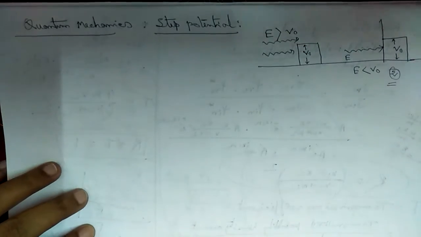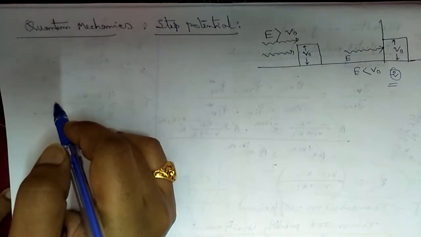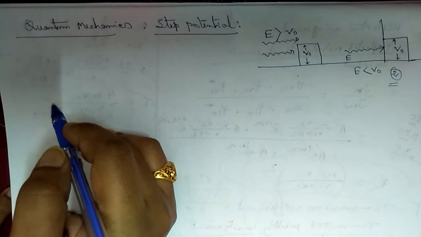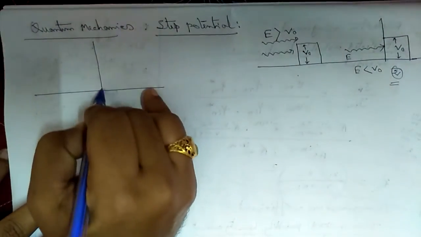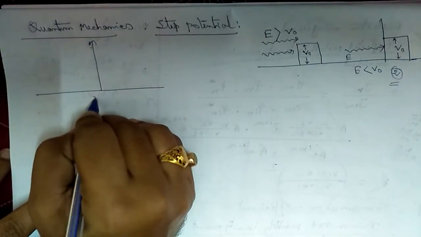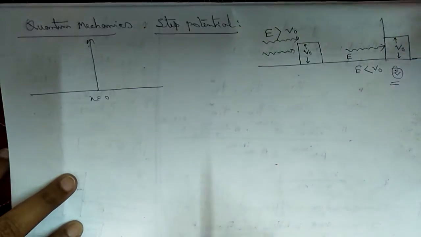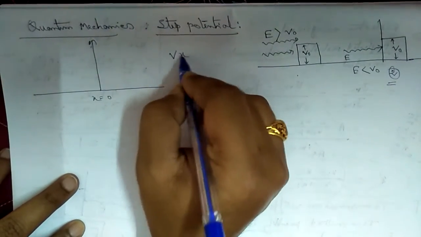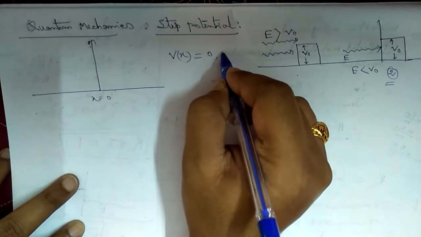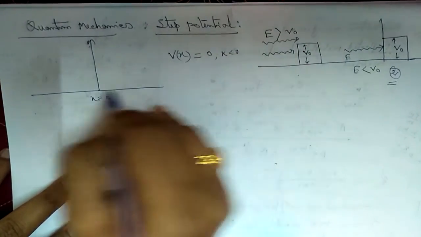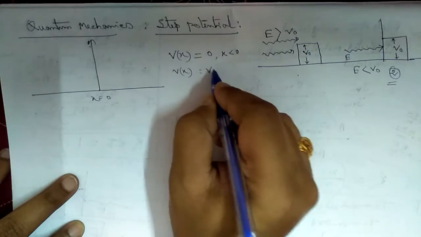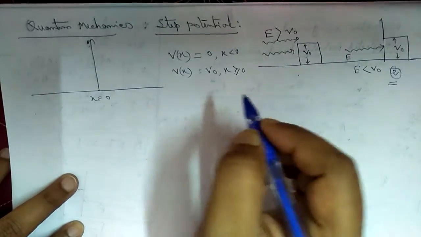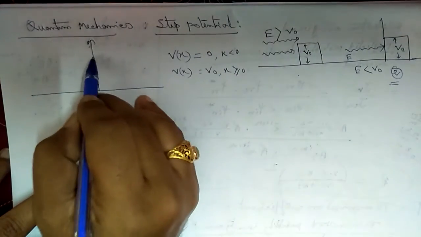In problem 2 we will first try to understand it from the classical mechanics point of view, where we can easily calculate the momentum on both sides. Suppose the barrier is at x equals 0, and the problem is given such that V of x is 0 when x is less than 0, and V of x equals V0 when x is greater than or equal to 0. So x equals 0 is the interface. The barrier looks like that.